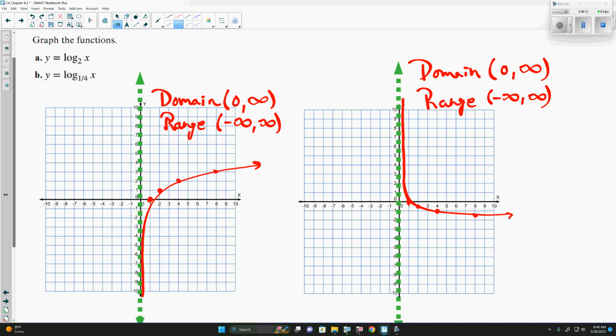Fortunately, unfortunately, however you want to look at it, we're going to end up having to stop here because we're out of time. But we'll finish the rest of this tomorrow.